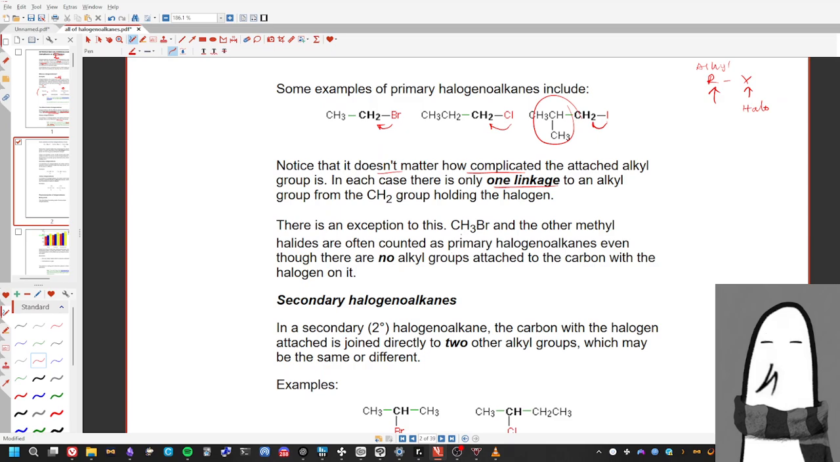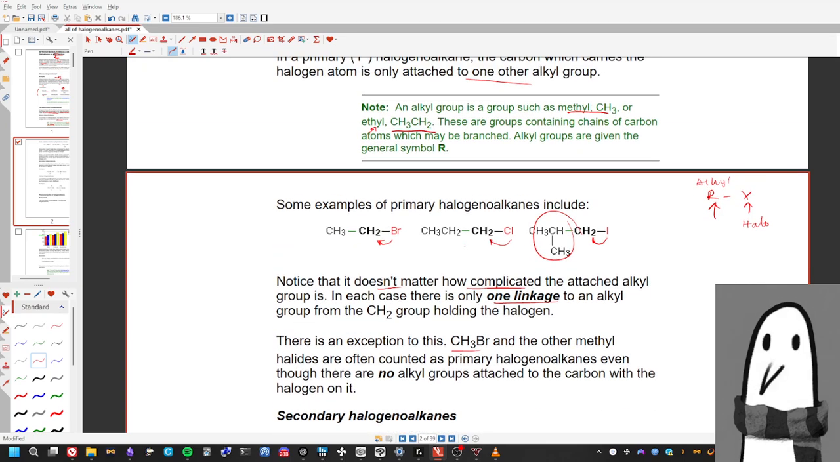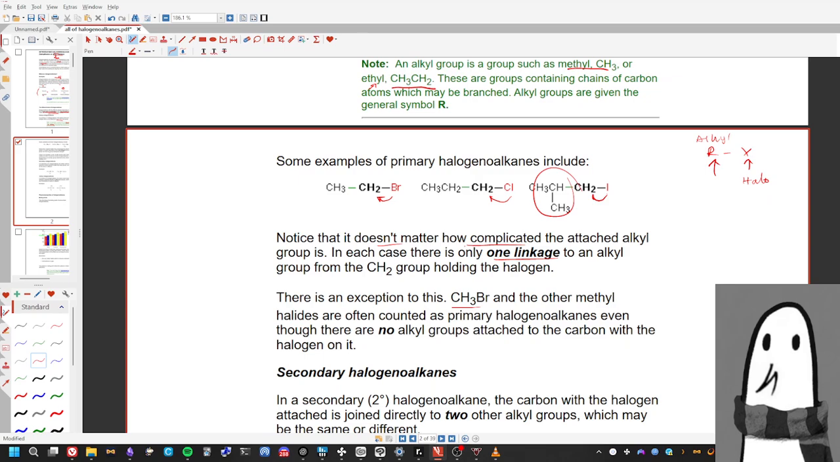Now there's only one difference, which is CH3Br. It's often counted as a primary halogenoalkane, even though there are no alkyl groups attached to the carbon. Why do we say that there are no alkyl groups attached to the carbon? Actually, I have to look into this, because even this I got kind of confused on my first time around.